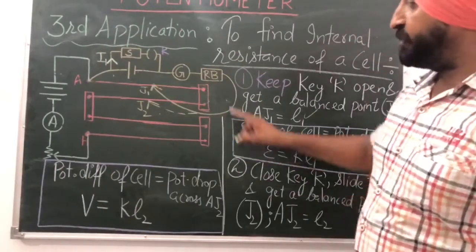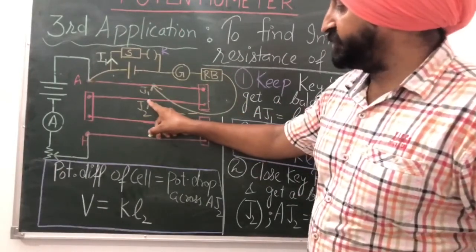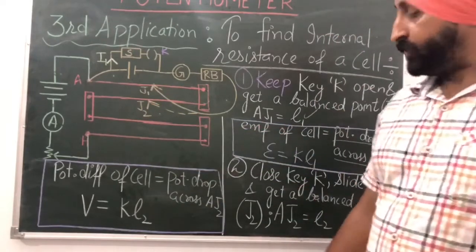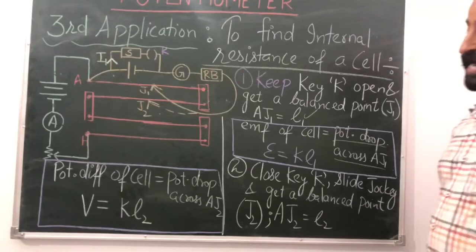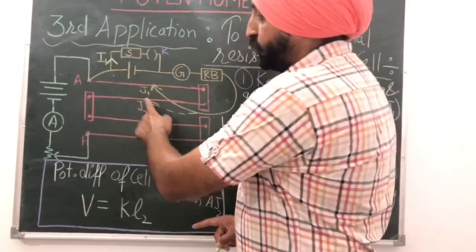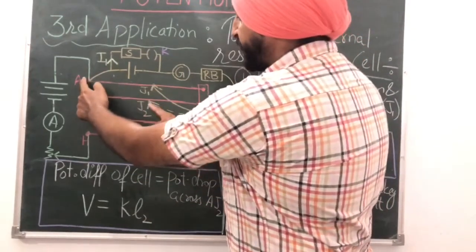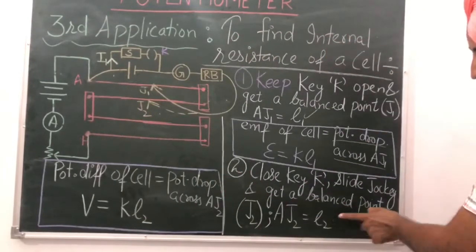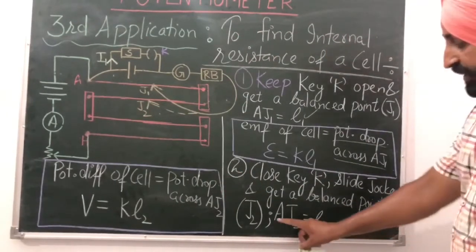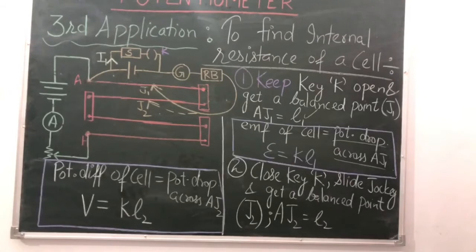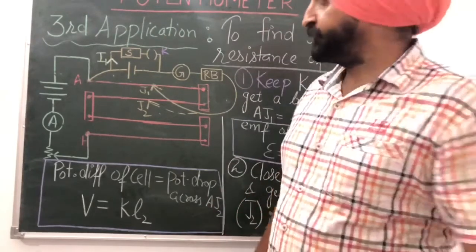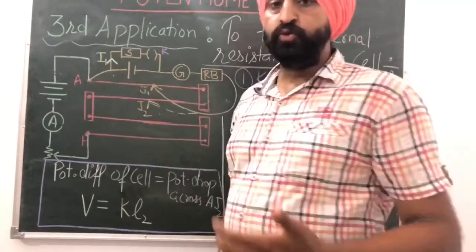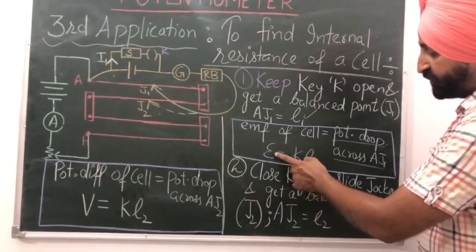Suppose now our balance point is at this point, that is J2. Let that balance point be at J2, and the length of J2 from A, that is AJ2, we are letting it as L2. So our AJ2 will be equal to L2. Originally it was L1.